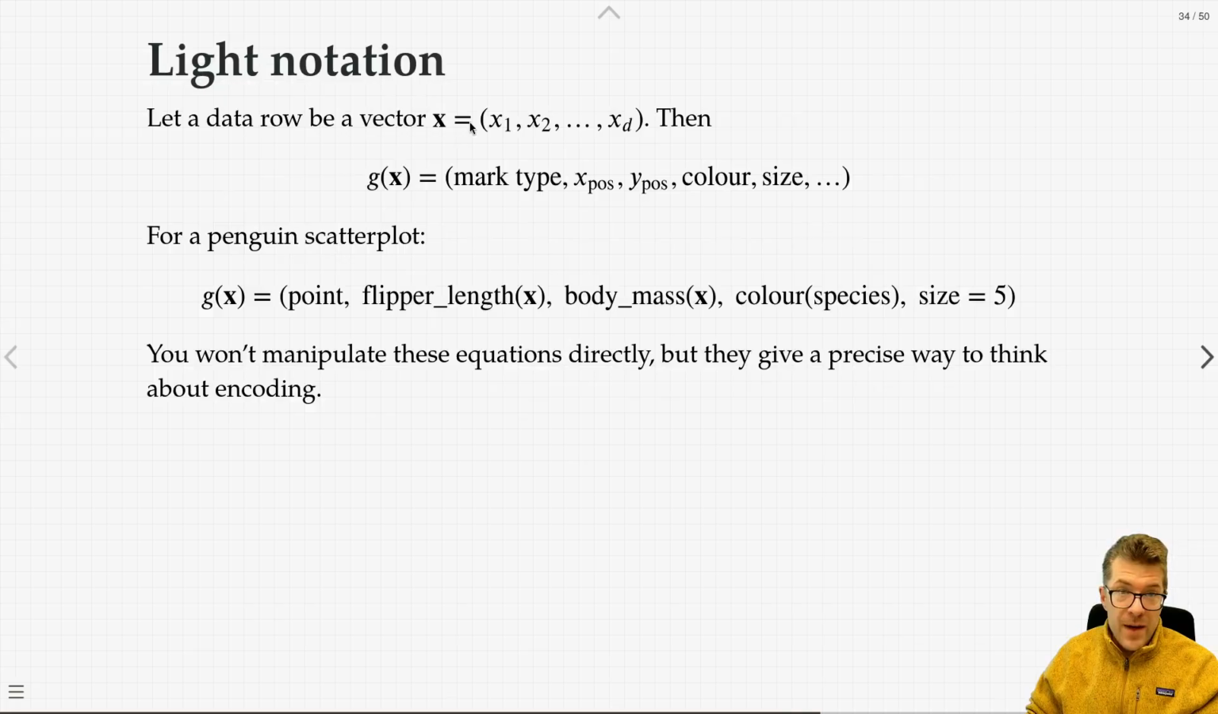So if you have data being a big row here, like x1 to xd, you have d elements here, then the function g produces a mark type, position, color, size, and other channels. So we're going to see a penguin scatter plot. The function g could output a point. The flipper length will be found somewhere in x1 to xd, and that will be our x-axis point. Body mass will be one of these x sub 1 to x sub d, and that'll be our y-axis point. The color of the point will be the species of those available, and the size will just be fixed to 5. So we're going to see this in a second.